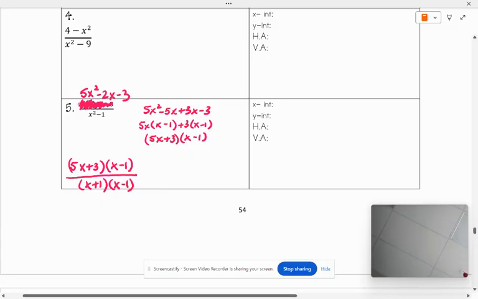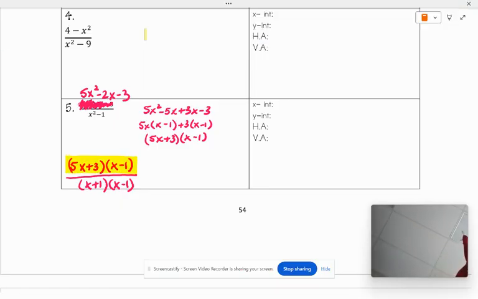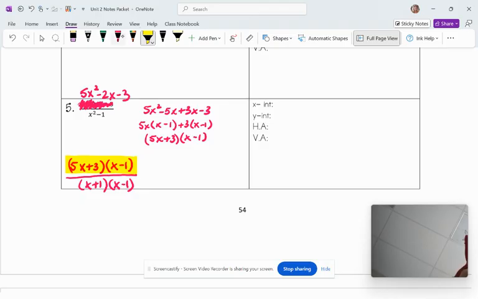Okay. Let me know when you end up here. Give me thumbs. We're factored. All right, cool. So how do I find the x-intercepts? The x-intercepts are when I take the numerator and I set it equal to 0, okay?